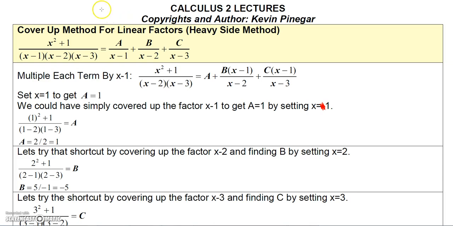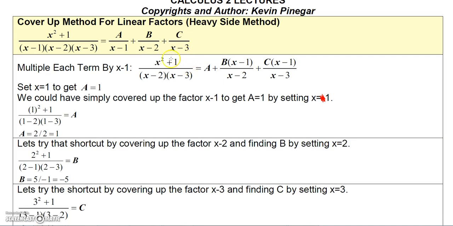Alright, I'm just going to show you another method here that can be used. Let's say you wanted to decompose this into partial fractions. So we know that, since there's three linear factors, you can write this as A over the first linear factor plus B over the second linear factor plus C over the third linear factor. Okay?